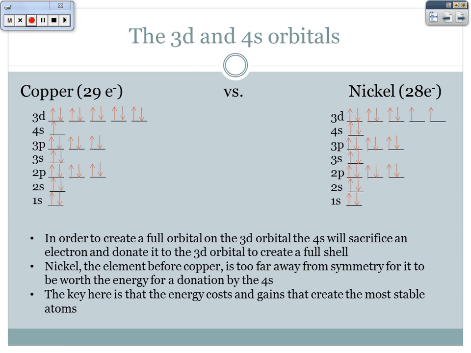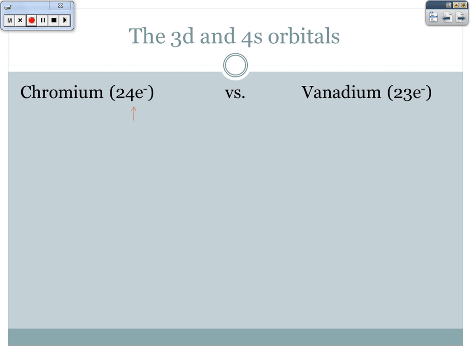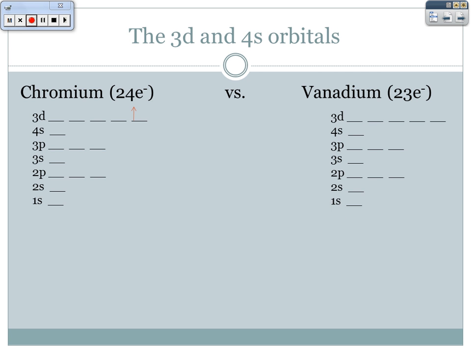So just something to think about. If we look at chromium versus vanadium, so if we look at chromium, I don't know how I keep missing electrons, guys. We've got 24 electrons to worry about. So 1, 2, so I'm going to do them by twos. 2, 4, 6, 7, 8, 9, 10.